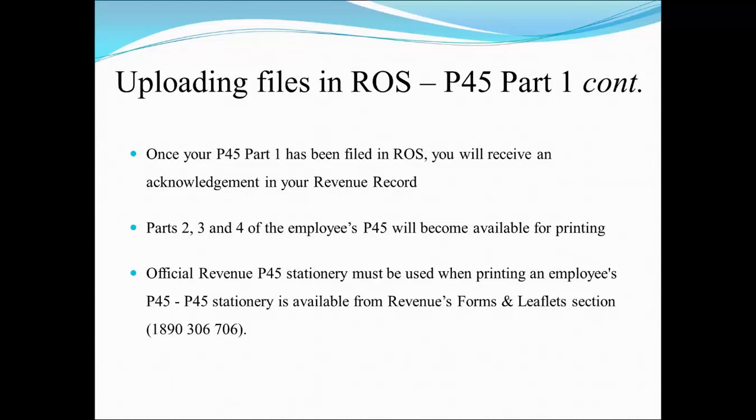Once the P45 Part 1 file has been filed, then you will immediately get back parts 2, 3, and 4 of the employee's P45, which can then be printed. So the employee's P45 is always printed from ROS and never from Thesaurus. The copy that is in Thesaurus is a pro forma only. It's a file copy only and is never a valid P45. So the official P45 of the employee must be printed from your ROS inbox.